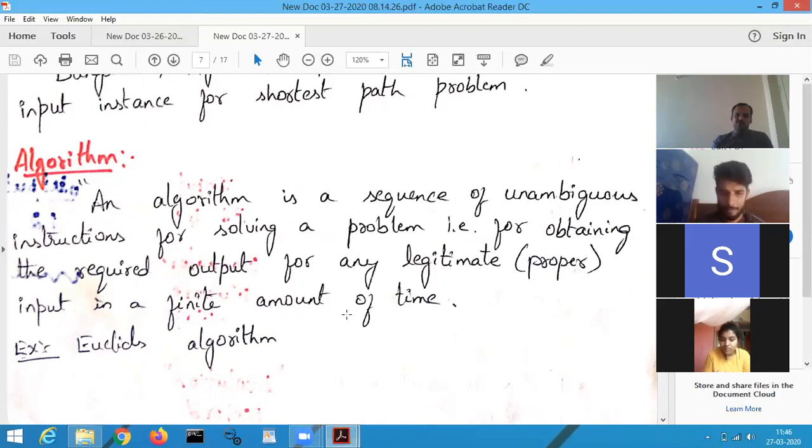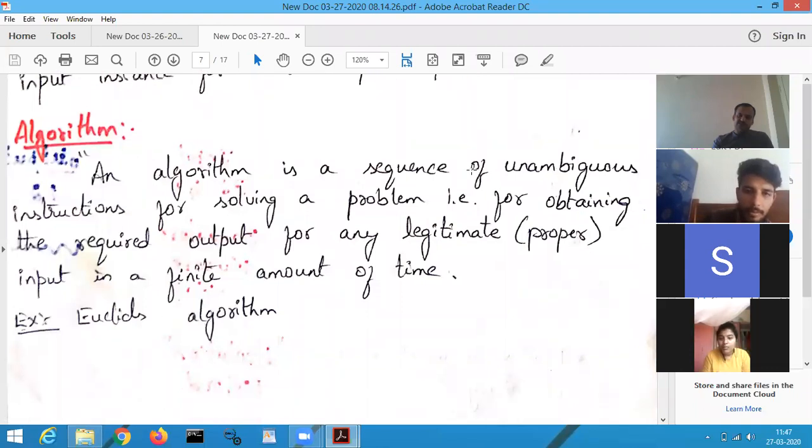For example, in the GCD problem, in the second example, it has written the result GCD as what? 14. After how many iterations? 4 iterations. It should not end up in an infinite loop. That is the meaning of the finite amount of time. Example is Euclid's algorithm.